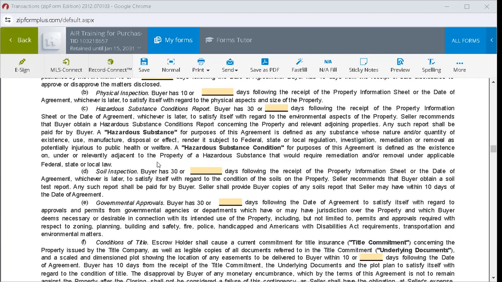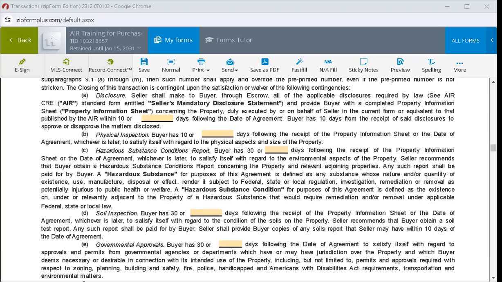So is it business day or calendar day? Days. Business day or? No, it's days. So that's calendar day. Yes, calendar. Because the only one that I see business days on in this contract is the initial deposit.